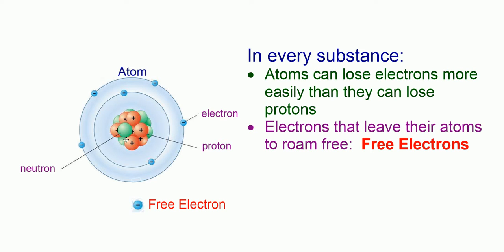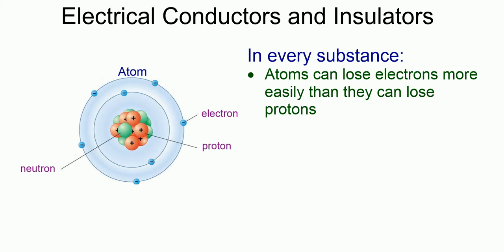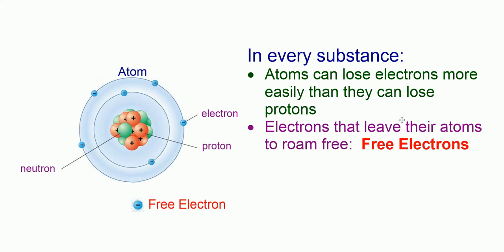For instance, let's say this one down here came out. This guy leaves the atom. See, now he's out here. Electrons that leave their atoms to roam free, we call them free electrons. So this would say steel. This electron's out here to roam around and do things for us.